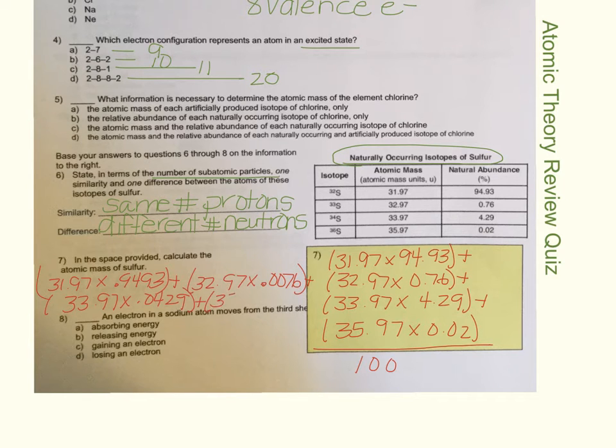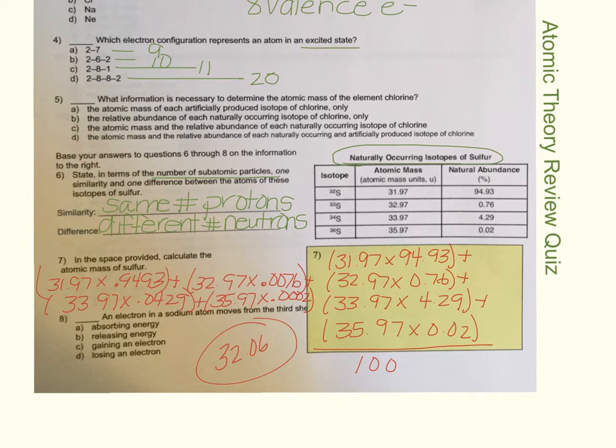plus 35.97 times, there's got to be 3.0002. And then we don't divide by 100. Either way, I believe the answer came out to be 32.06, somewhere around there.